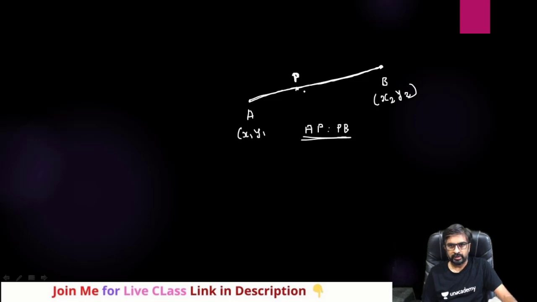is given to you. At that time, you can find out the coordinate with the help of a formula called section formula. So, if the ratio is given to you, you can find out the coordinate of P. And if the coordinate of P is given to you, you can find out the ratio in which this P divides this line segment AB, with the help of the formula called section formula.